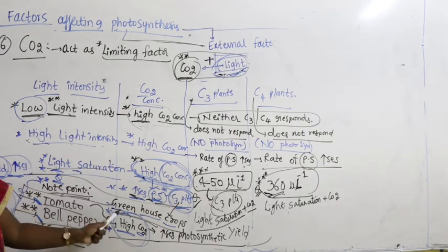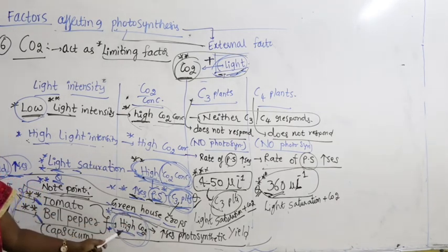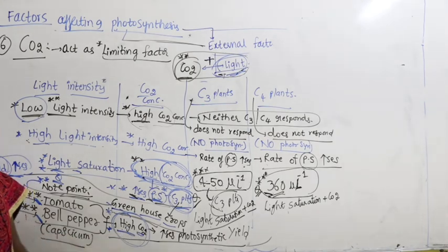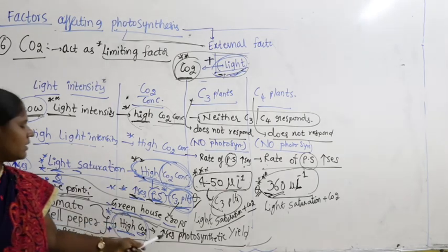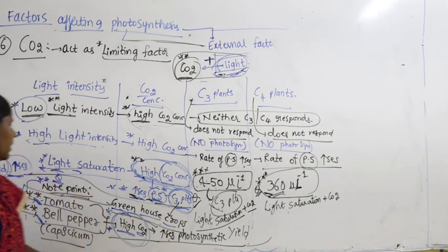Experimentally, they grew greenhouse crops provided with high carbon dioxide, especially tomato and bell pepper. Bell pepper is commonly called capsicum. In these two, because of the high carbon dioxide concentration maintained in the surrounding environment, the photosynthetic yield increases drastically. They were able to get more yield from tomato and bell pepper.